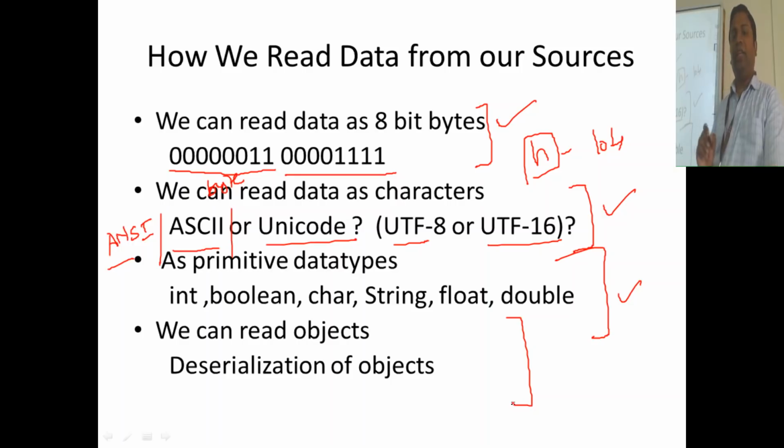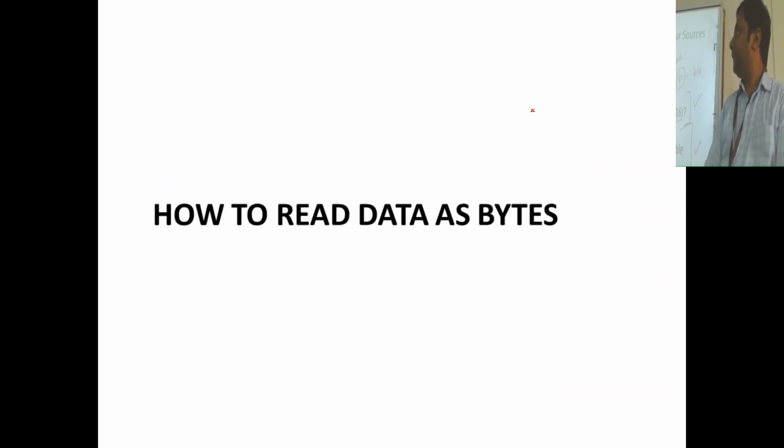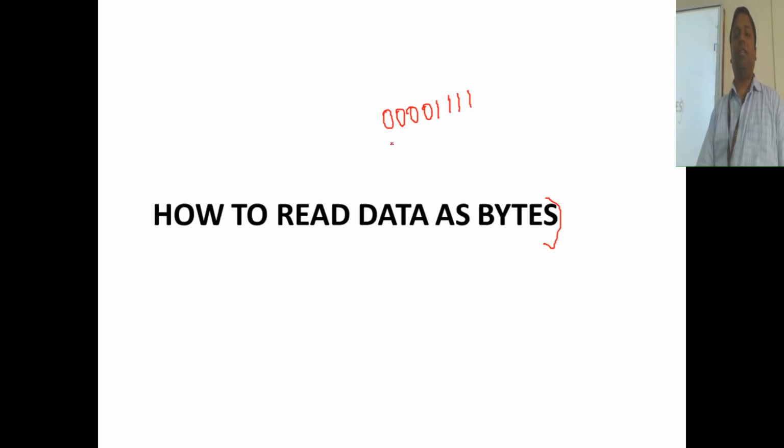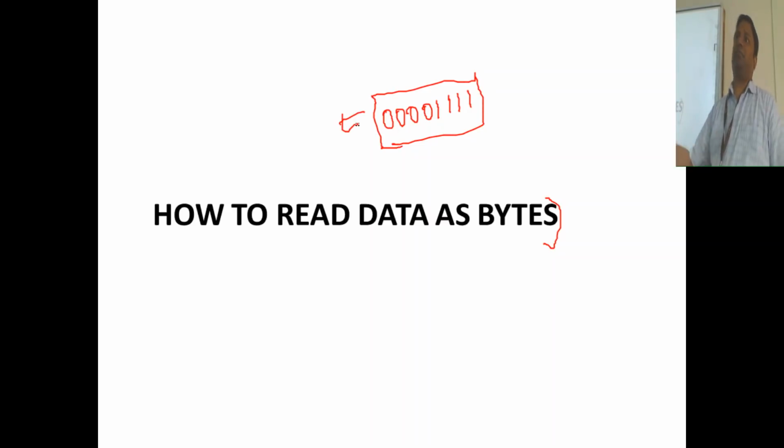So the first thing that we look at is how can we read data as 8-bit bytes from our input source. How to read data as bytes. Whenever you read data, you are going to get some bytes, 8-bit bytes. Say this is one 8-bit. So like this, you are going to read data byte by byte. So how to read data as bytes?